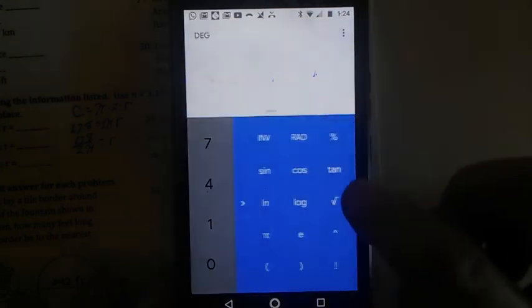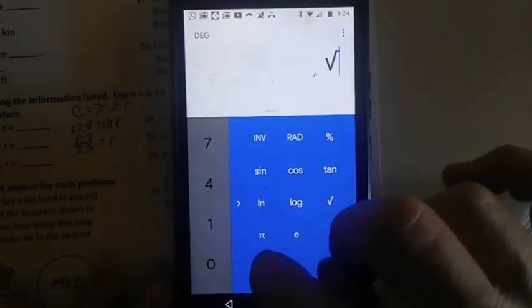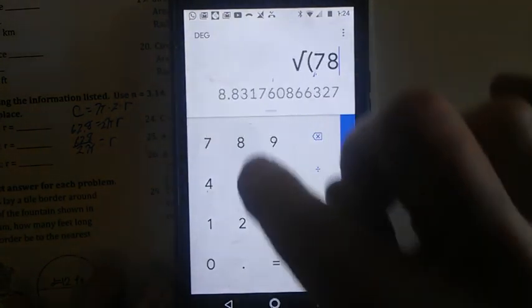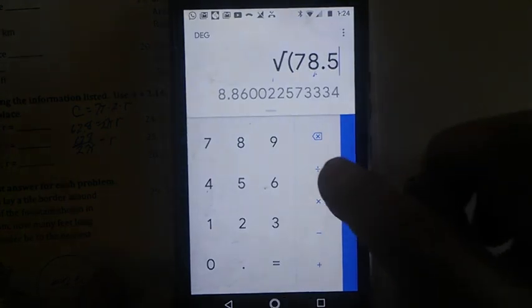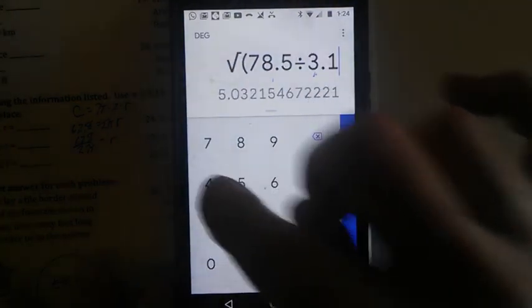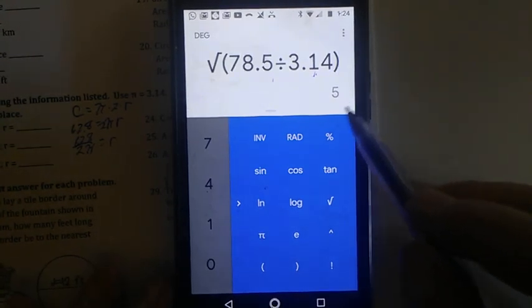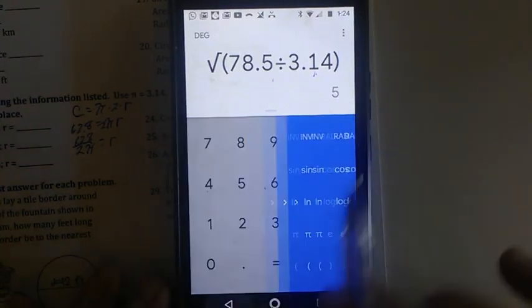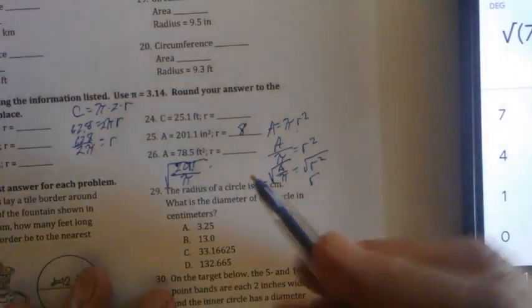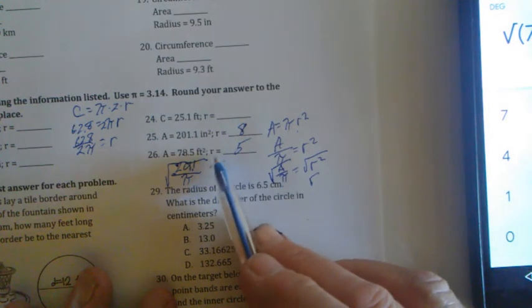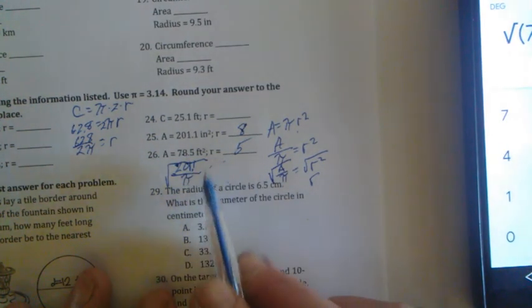Okay, we're gonna do it again. Square root, parentheses. What happened to it? It got lost. 78.5 divided by 3.14. End of parentheses. 5 is the answer. Okay. 5 for this one. 5 squared is 25 times 3 is about 75. So that sounds about right.